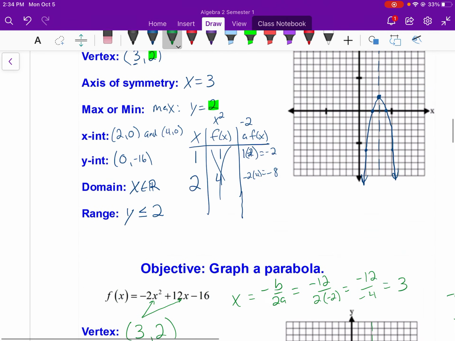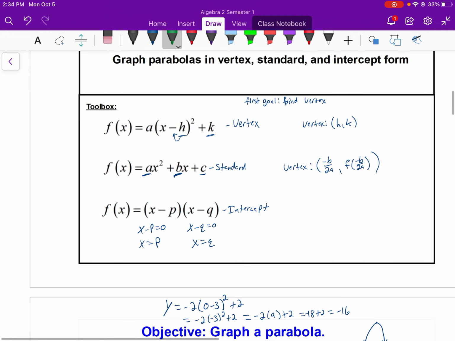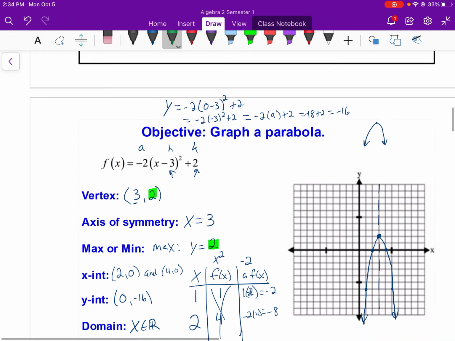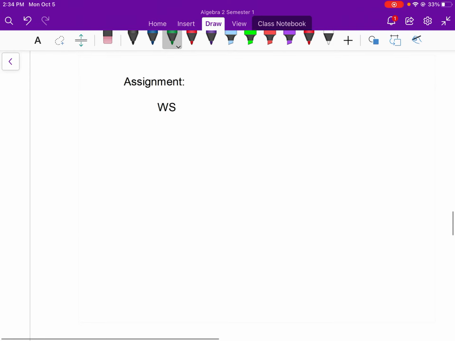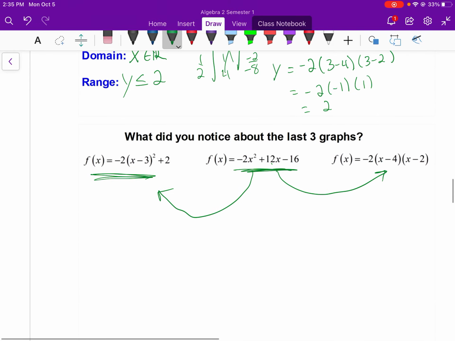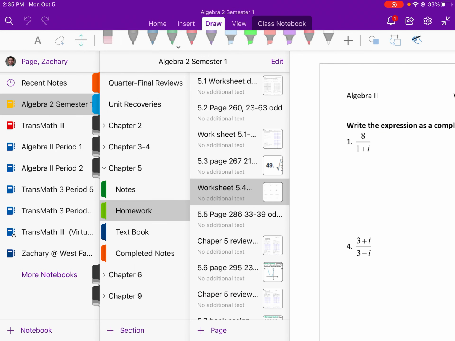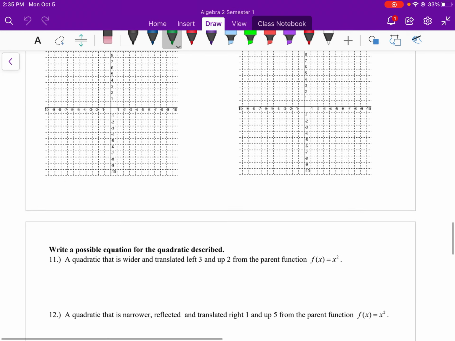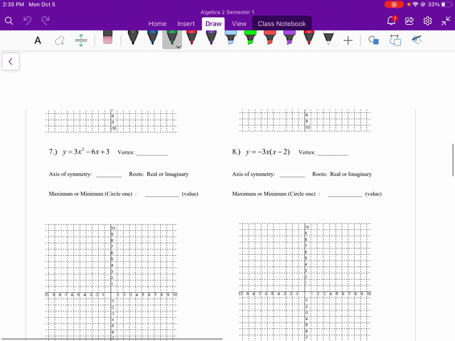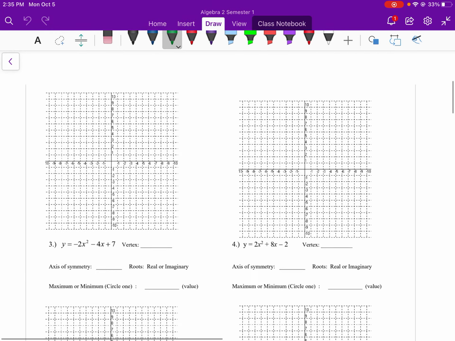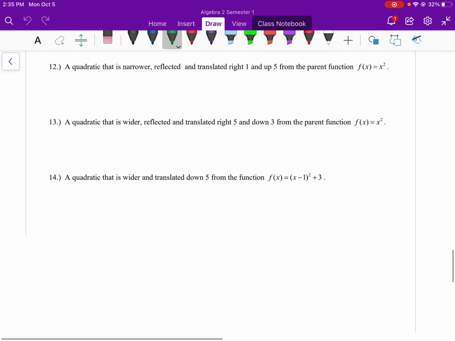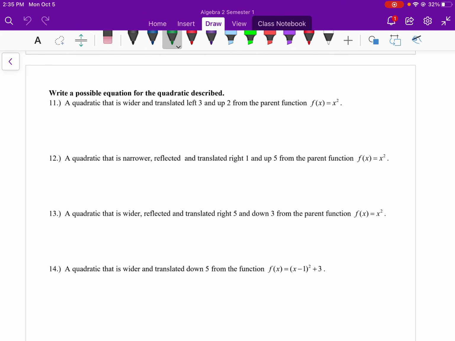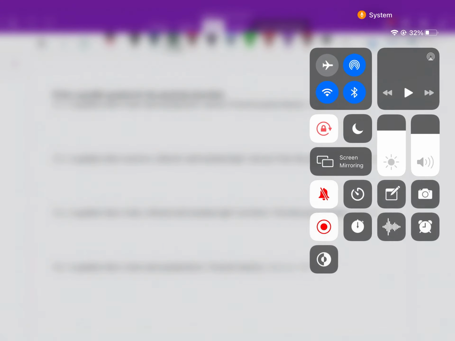All right, so that is 5.1, graphing parabolas, quadratic functions. We will do another video of just some more practice here for graphing. Your homework will be the 5.1 worksheet. For now, just concentrate on 1 through 12, and this we'll talk a little bit about in the next video. Other than that, have a good day.